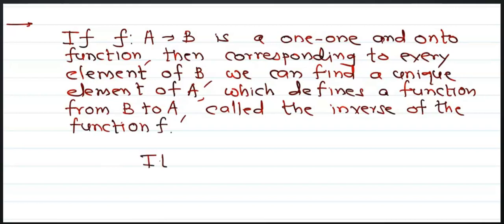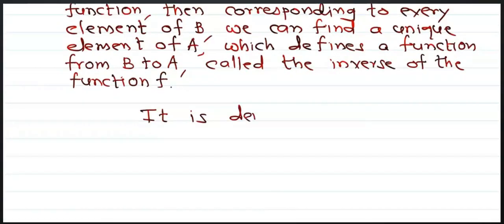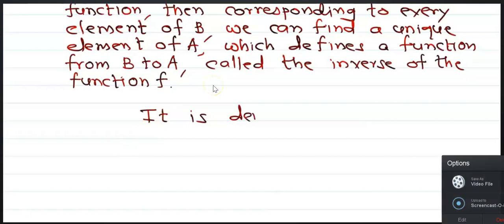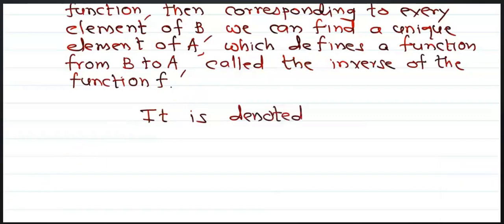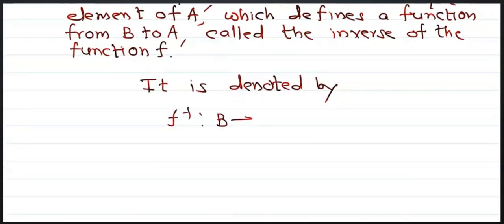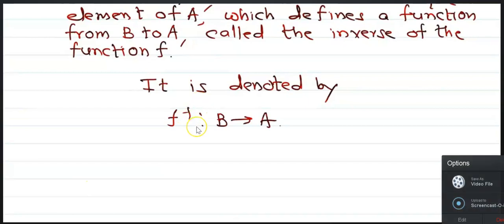Inverse function of f. That is, every element of B has a unique preimage, which defines a function from B to A called the inverse function of f, f inverse from B to A. Every element of B has a unique element in A also.